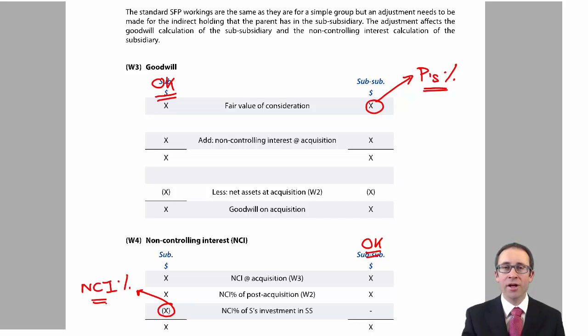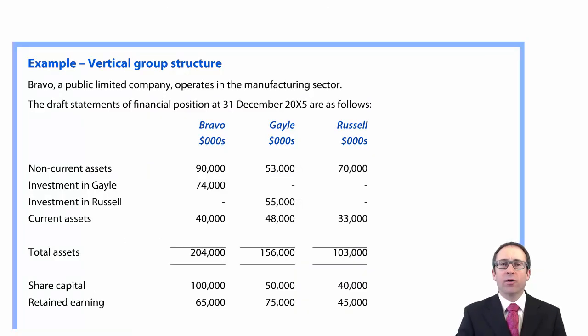But that's really, really, really tricky because one, you have to get it in the correct column, and two, you need to make sure that you put it in brackets because we are removing it from the subs NCI calculation. So we're going to go through and look at an example that brings together the group statement of financial position along with a vertical complex group structure.